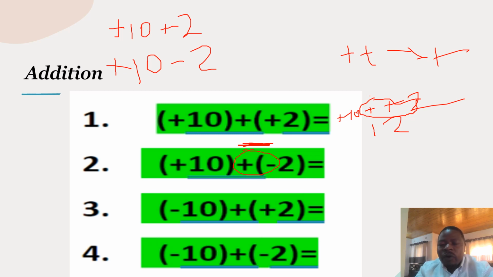When we get 8, we're going to give it the sign of the bigger number. The bigger number is 10 and its sign is positive right here. So the answer is going to be plus 8. We can write just 8 or plus 8 if you want.